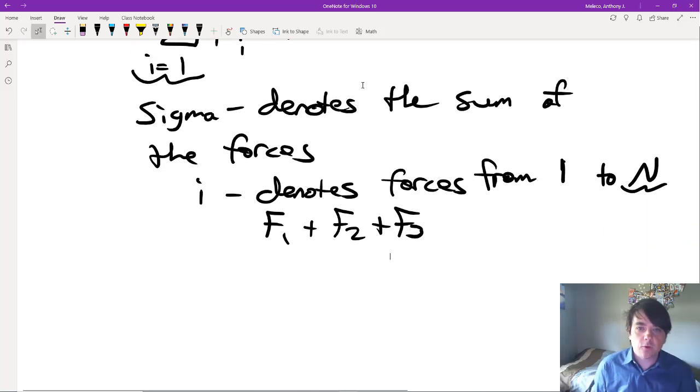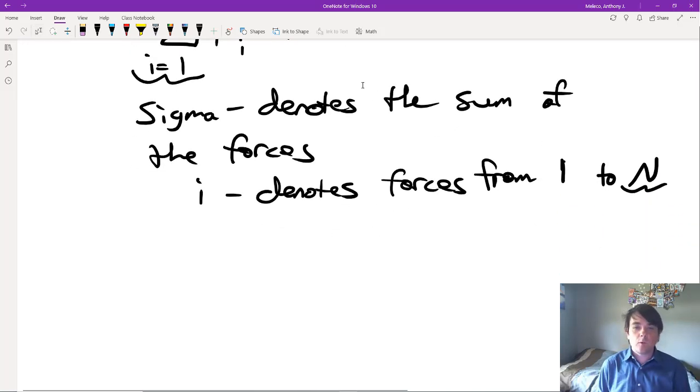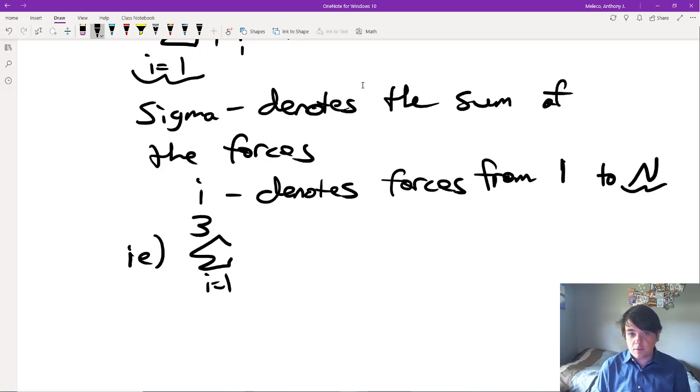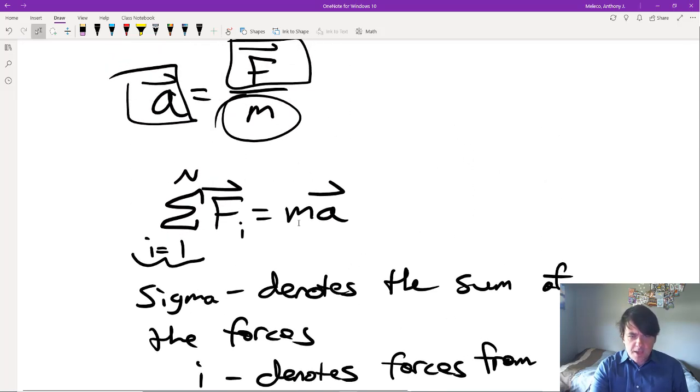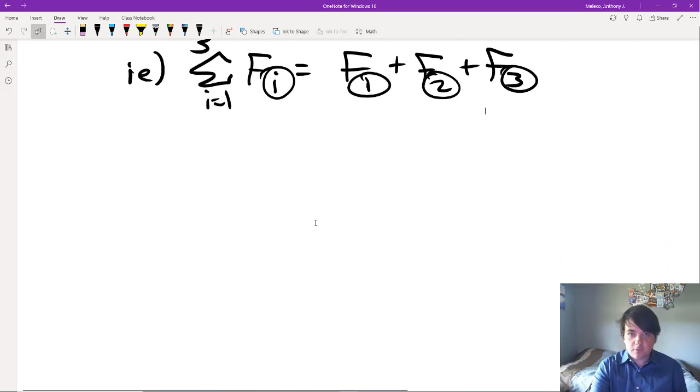So here, let me write that real quick. So, i.e., i equals 1 to, let's say, 3, okay, of Fi. This is shorthand for 1 plus 2 plus 3. You just replace the i with the values 1, 2, 3, okay, from 1 to 3. And then on the right you have the mass of the object and the acceleration of the object. Okay.